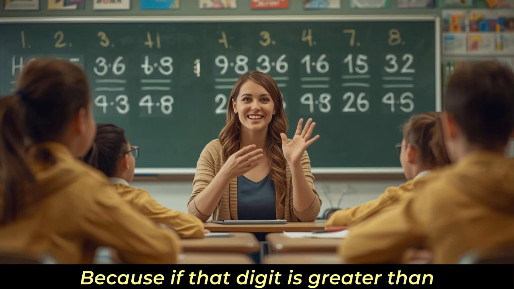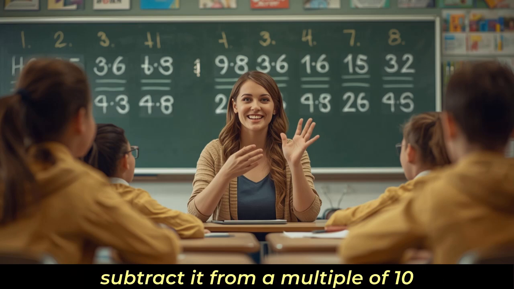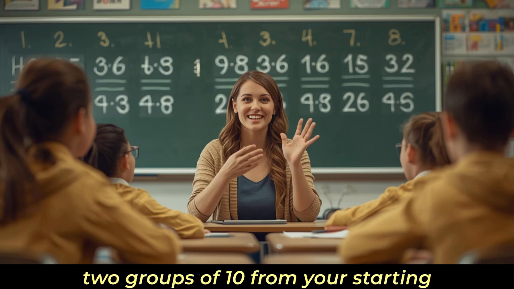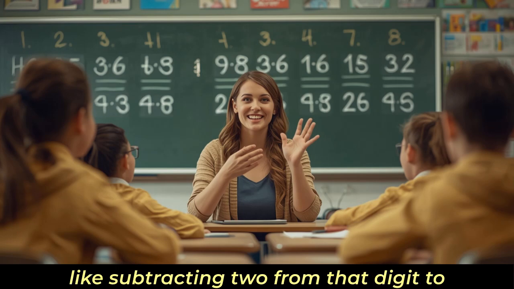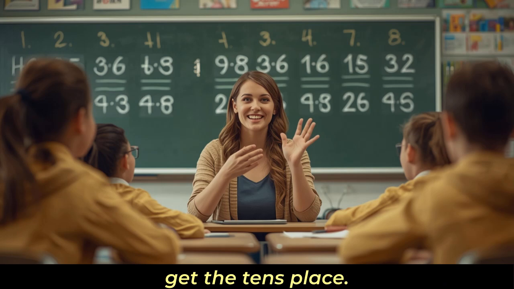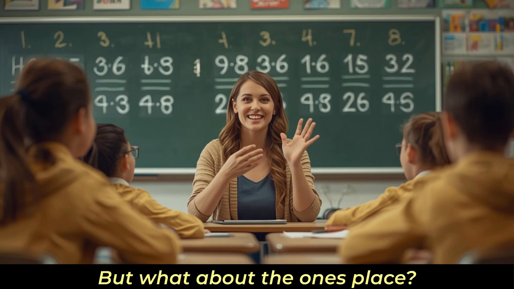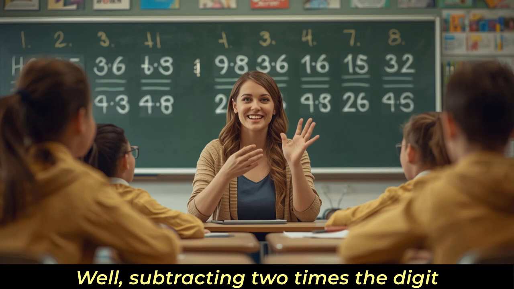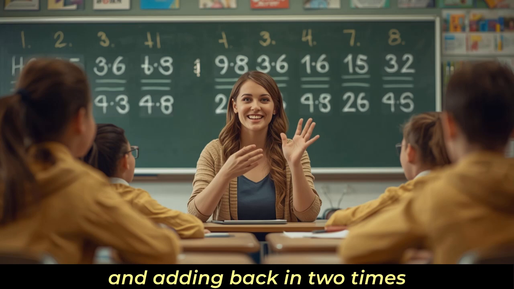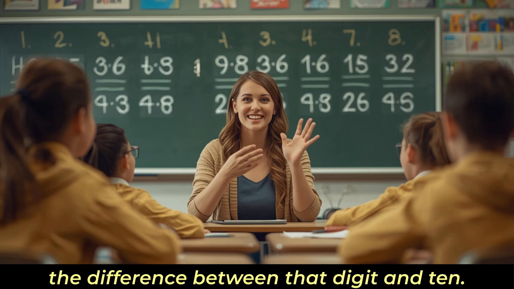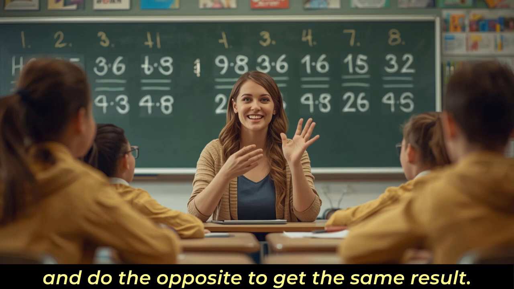Right. Because if that digit is greater than 5, it logically follows that when you subtract it from a multiple of 10 twice, you're going to throw yourself back 2 groups of 10 from your starting point instead of 1 group, which is like subtracting 2 from that digit to get the tens place. Sweet, so I don't need rote memorization at all. But what about the ones place? Well, subtracting 2 times the digit is like starting from the tens place and adding back in 2 times the difference between that digit and 10. You start from the opposite direction and do the opposite to get the same result.